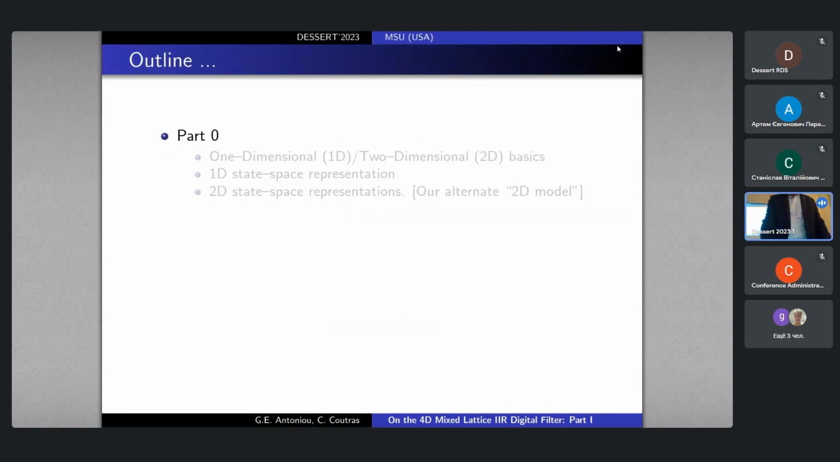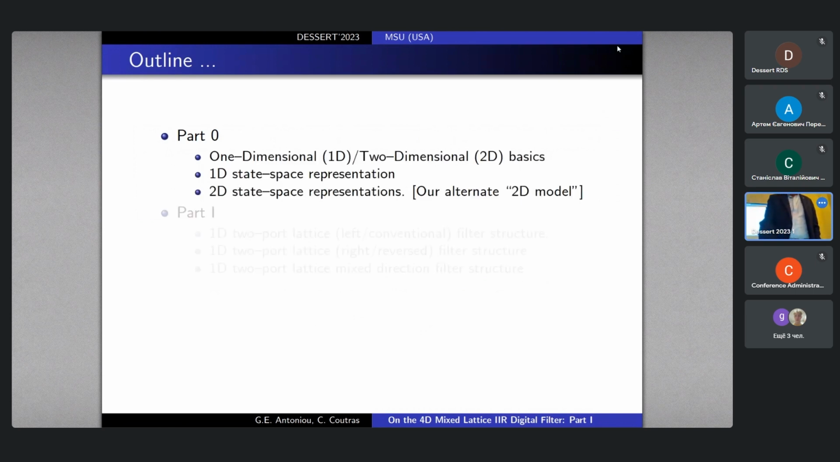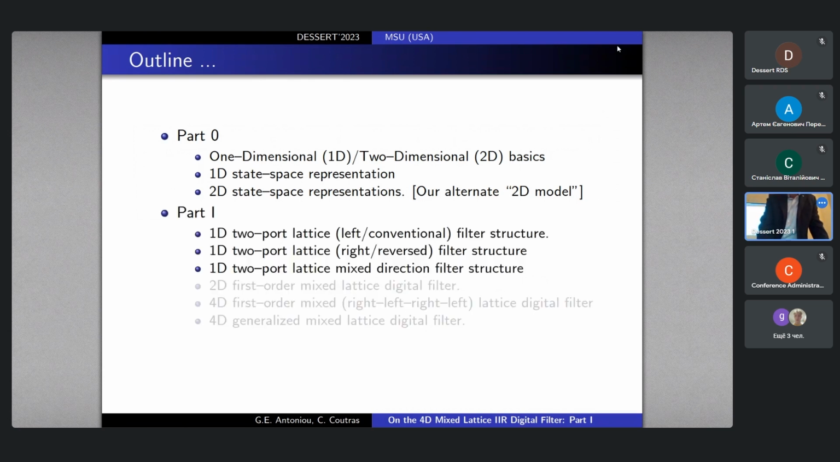Okay, the first part, 0. We're going to see a review. What is this? And the required background for that. So I'm going to talk about the conventional 1D and 2D basics, and state space models for conventional 1D and 2D. All this can be extended to more dimensions. I'll explain why this is very important.